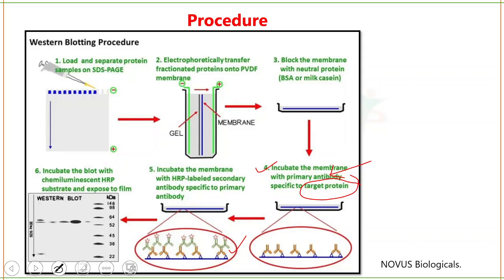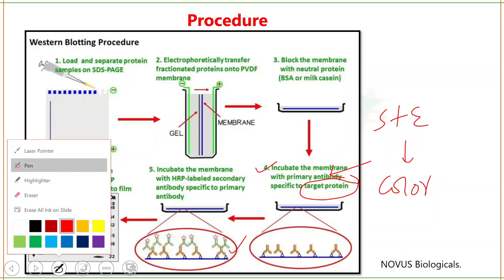Now you're going to put the substrate. You will put whatever suitable substrate is present for the horseradish peroxidase enzyme. Then when you put substrate plus enzyme, it will react and give you color, and that color you can visualize like this. The bands will be seen in color.